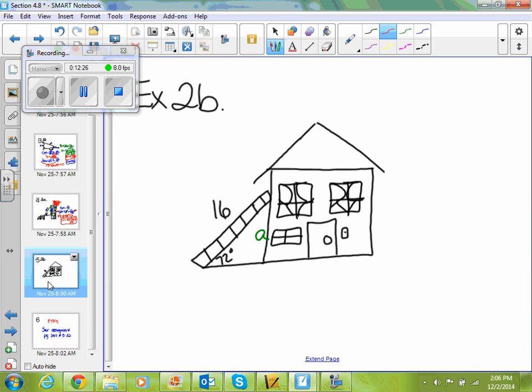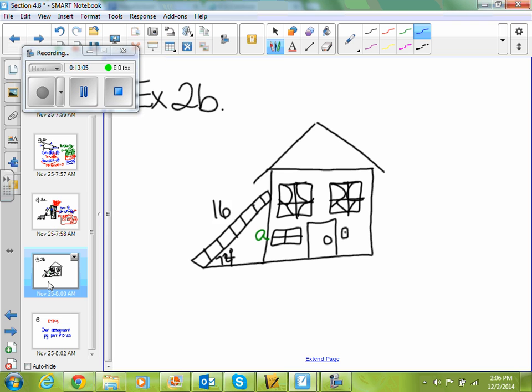Alright, so let's do one more, and then we'll call it good. So we're going to talk about a house. So we have a ladder that's 16 feet long that leans against the side of a house. So you see I've got my pretty little house drawn and my ladder is leaning against the side of my house, and it's 16 feet long. And it wants to find the height from the top of the ladder to the ground if the angle of elevation is 74 degrees. So I'm trying to find my A if I'm at 74 degrees.